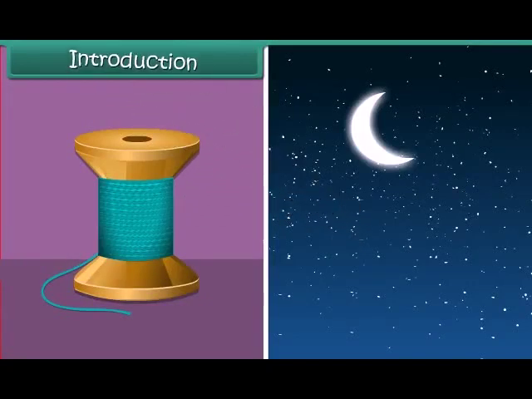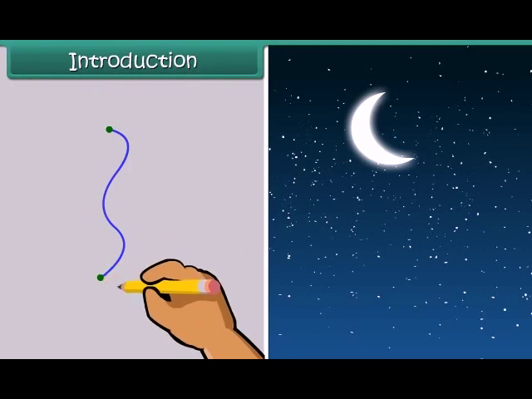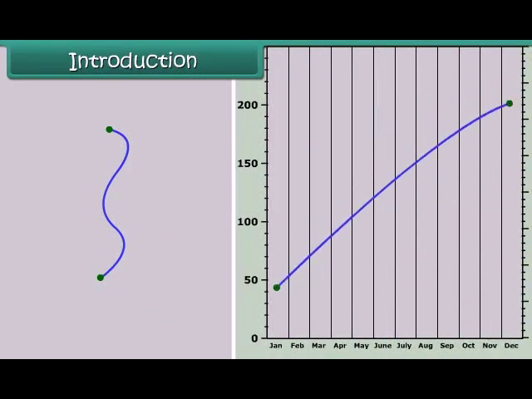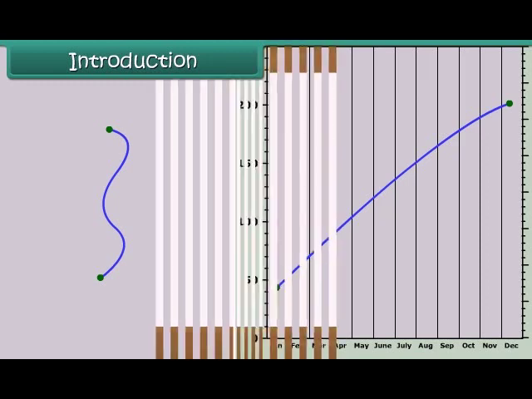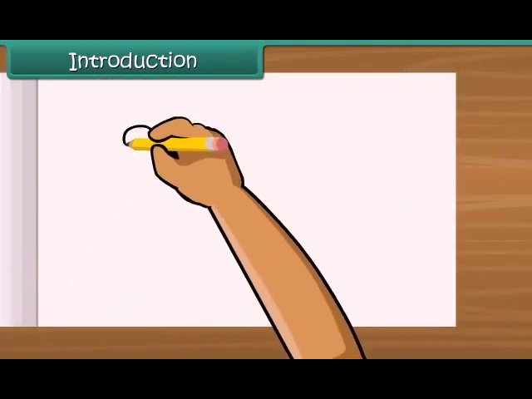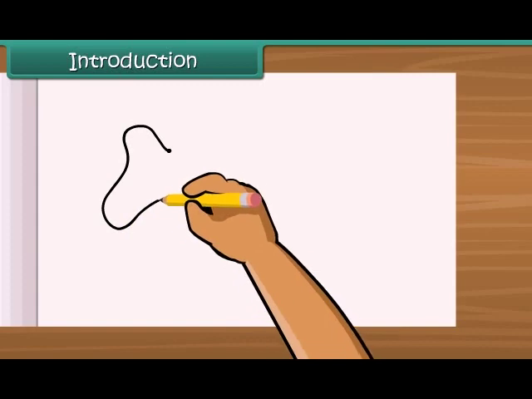Introduction. What shape does a loose thread make? What shape is a crescent moon? A curve in everyday usage means not straight. In mathematics, a curve can be straight also. A curve can cross itself or may not cross itself.